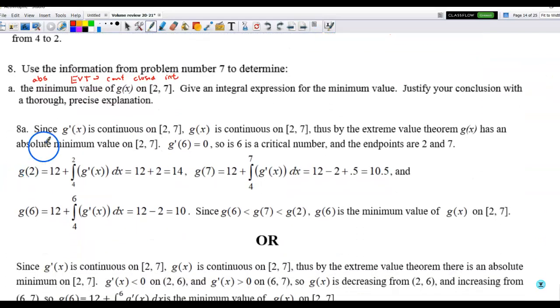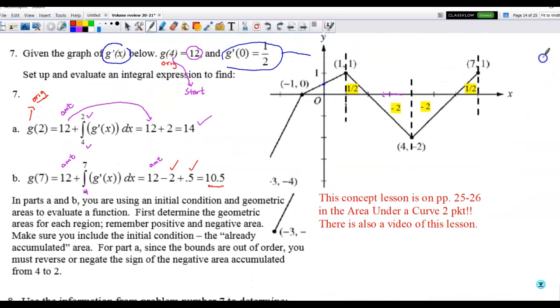So, since g prime of x is continuous on the closed interval, g original is continuous on the closed interval. I could add in there g of x is differentiable, thus continuous. I know we did that sometimes. Probably better. So therefore, by the extreme value theorem, g original has an absolute minimum on the closed interval from 2 to 7. So let's come back up here and look from 2 to 7.